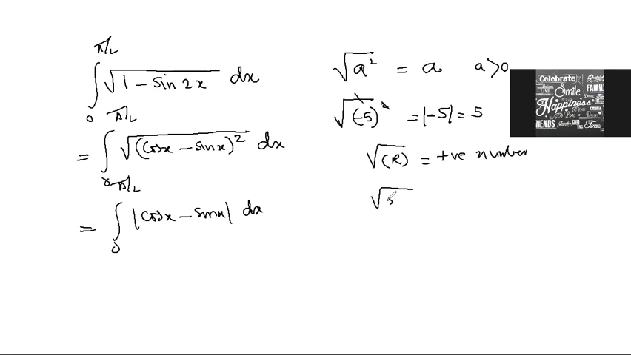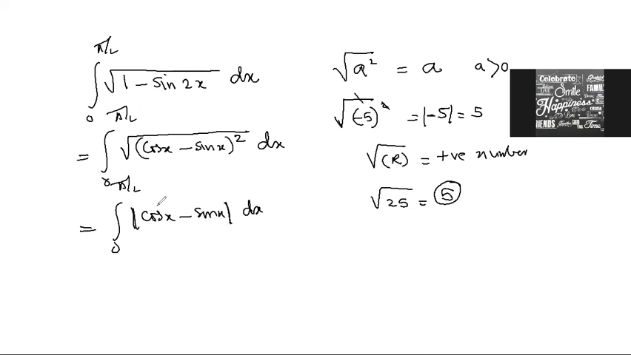How much is the root of 25? Can I write plus or minus 5? Only 5. Why? Because this square root notation stands only for the positive value. It does not stand for the negative value. So when I take the square root, the number inside can be positive or negative depending on the value of x. So what I do is put a modulus.